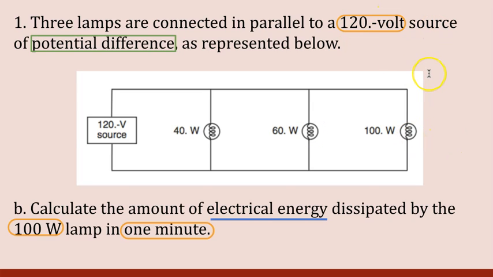So we could still use 120 volts as part of the variables that we list if we want to. So V equals 120 volts, P equals 100 watts, t equals 60 seconds. They told me 1 minute, but I know that that's not the SI unit, so I just converted that to 60 seconds because 1 minute is the same as 60 seconds. And I'm solving for W.